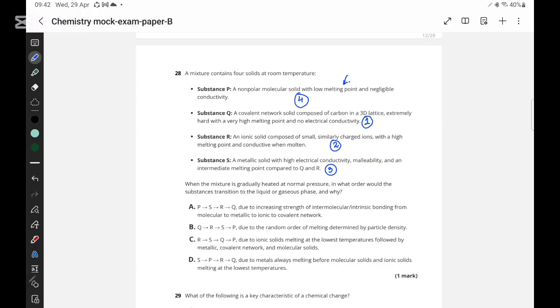So option A is going to be the right one, which suggests that the weakest is P, then we have S, then we have R, then we have Q, because of the increasing strength of intermolecular and intrinsic bonding from molecular to metallic to ionic to covalent network. Covalent network, which is a giant covalent structure, is going to have the strongest force of attraction, and it is going to have the strongest covalent bond and the highest melting and boiling point.